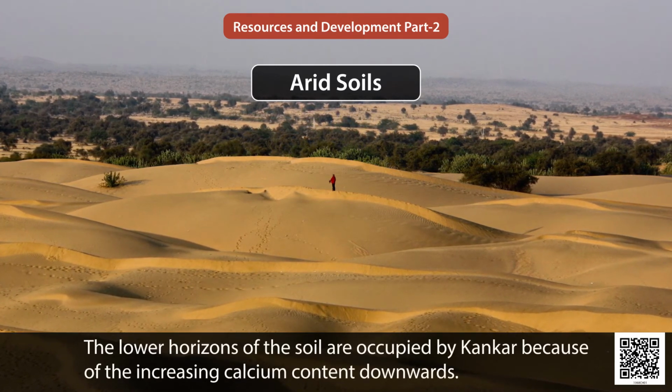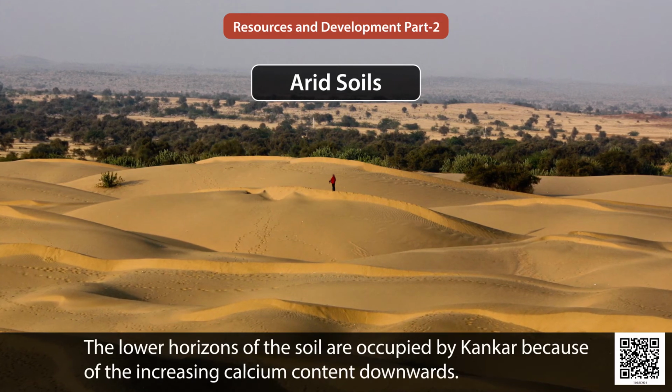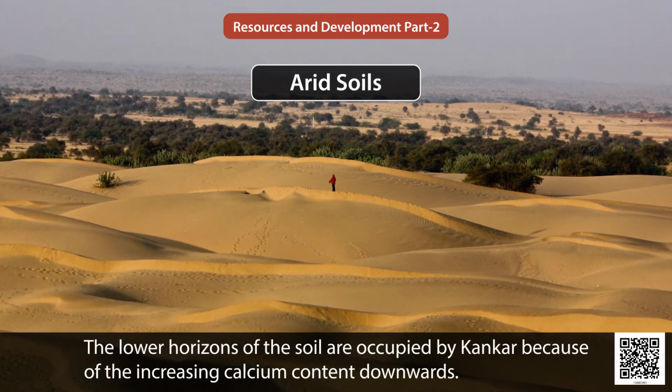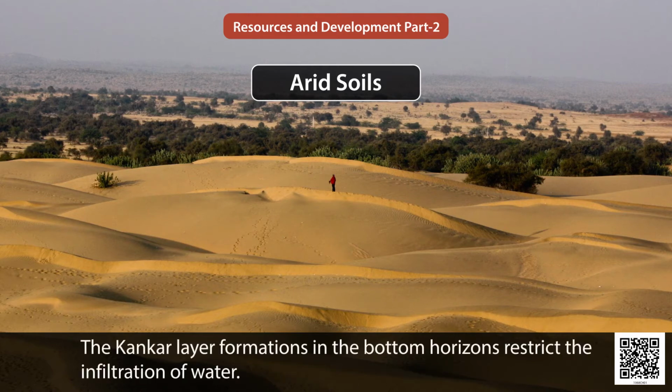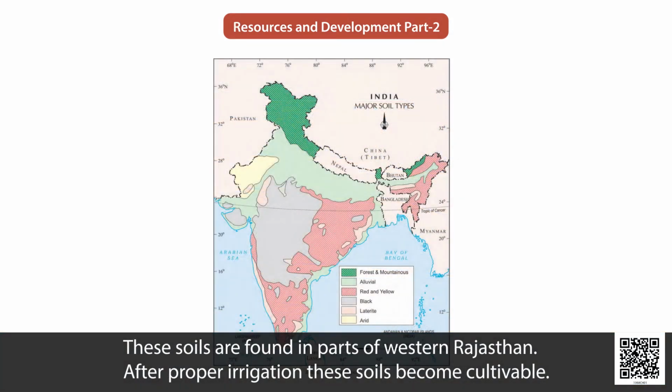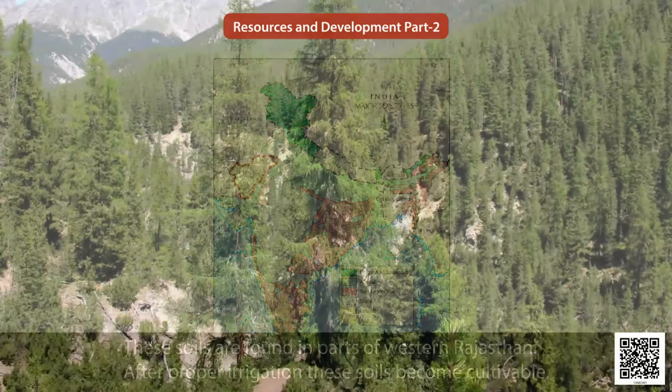The lower horizons of the soil are occupied by kankar because of the increasing calcium content downwards. The kankar layer formation in the bottom horizons restricts the infiltration of water. These soils are found in parts of western Rajasthan. After proper irrigation, these soils become cultivable.